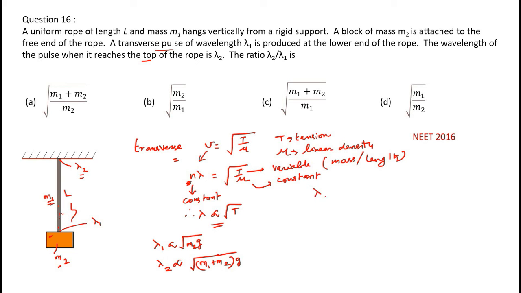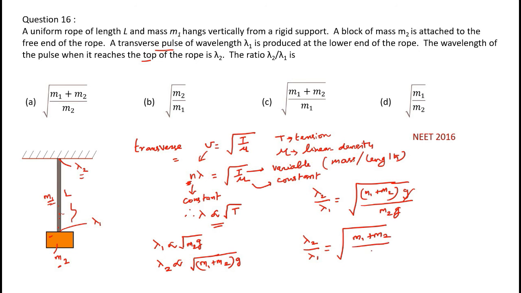But what is asked? Lambda 2 by lambda 1, which is equal to square root of (m1 plus m2) into g by m2 into g. g and g will cancel. So finally we have lambda 2 by lambda 1 as square root of (m1 plus m2) divided by m2. That is, the first option is correct.